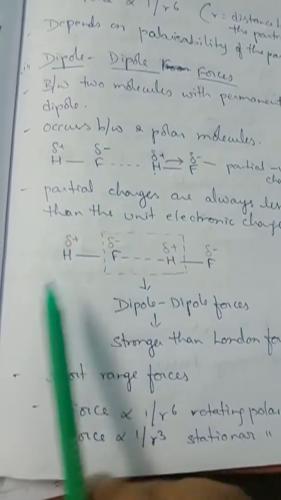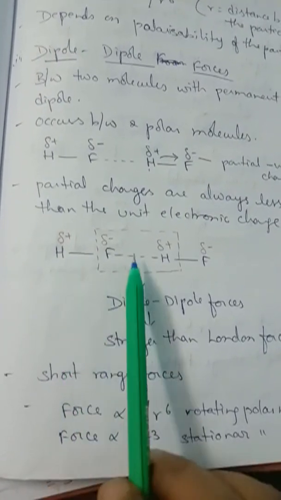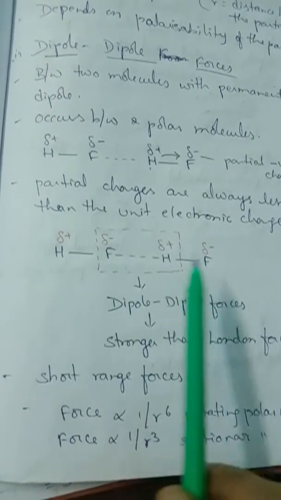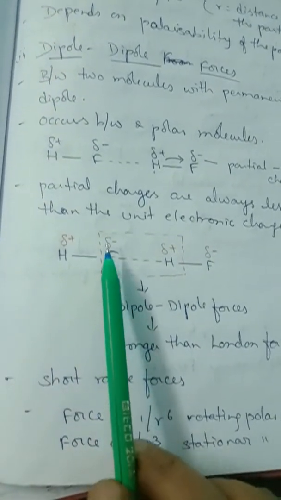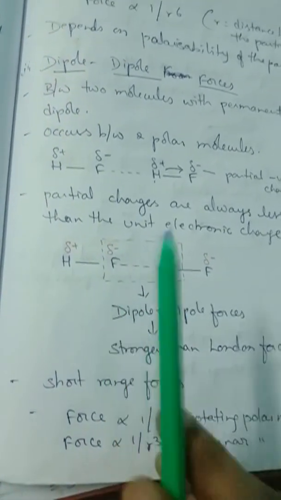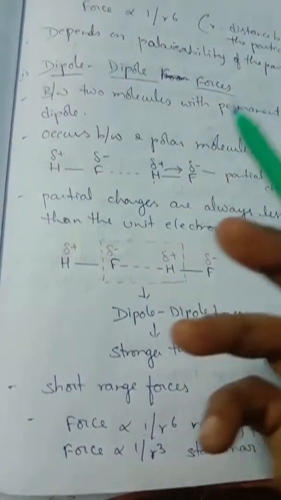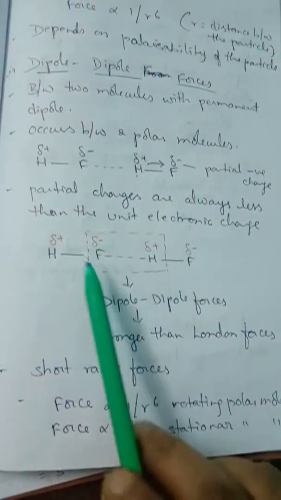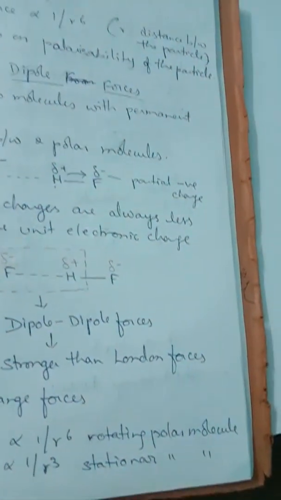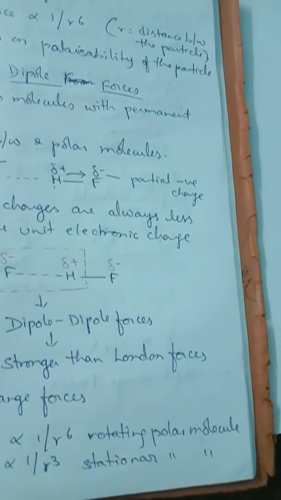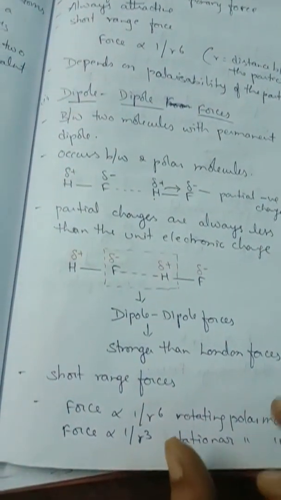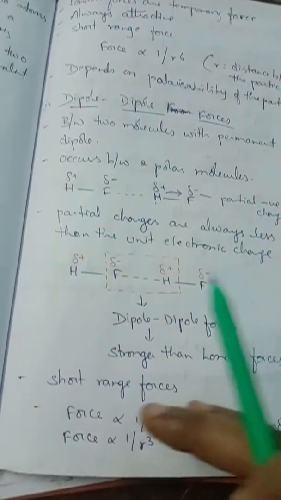Look at this example. Here hydrogen has a bond with fluorine, and this is hydrogen bond. Again fluorine has a bond with hydrogen and fluorine. Partially negative and partially positive, if you see this block, dipole forces will be developed. These dipole forces are stronger than London forces. The attractive force decreases with increasing distance between the dipoles.